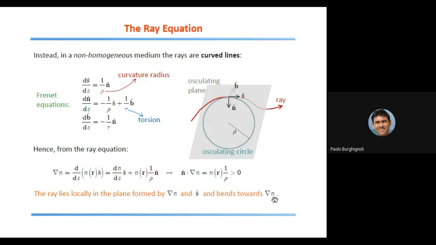So the ray tends to go where the refractive index is higher, okay? Which is something very familiar, because if you have an interface between a medium with a lower refractive index and a higher refractive index, and you have a ray that comes onto the interface from the lower medium, then you know by the Snell law that this ray gets bent and it becomes closer to the normal to the interface, if you go from the lower to the higher refractive index. So rays tend to go towards the higher indices. So this is more or less the kind of qualitative information we can get from the ray equation.